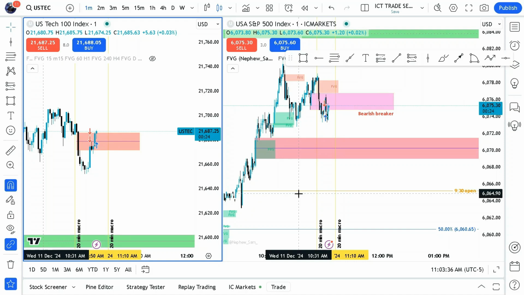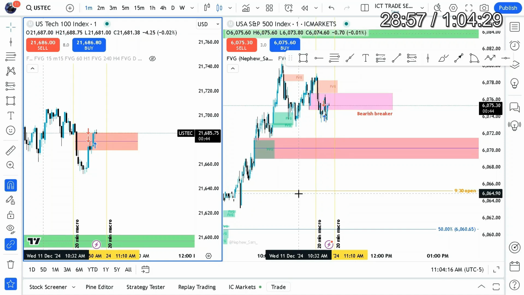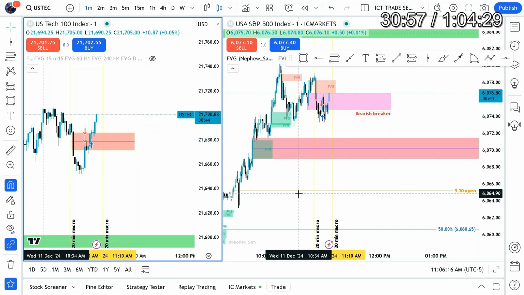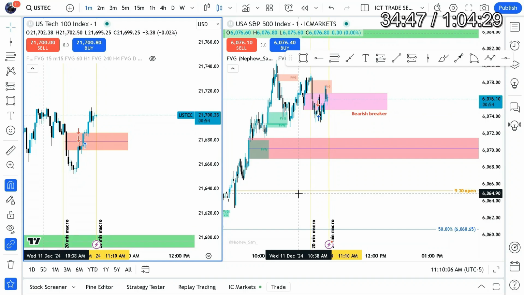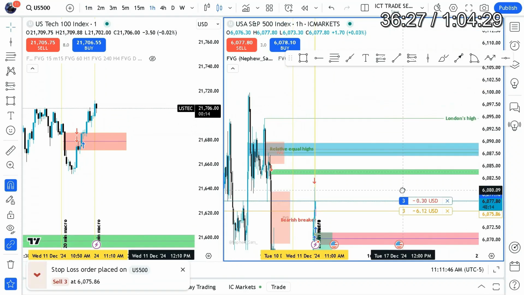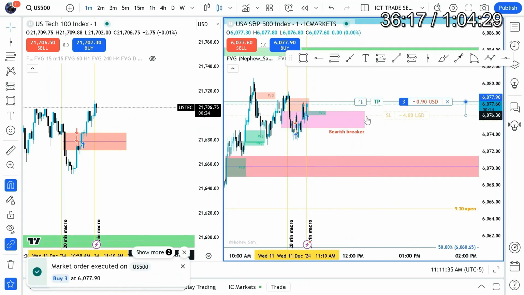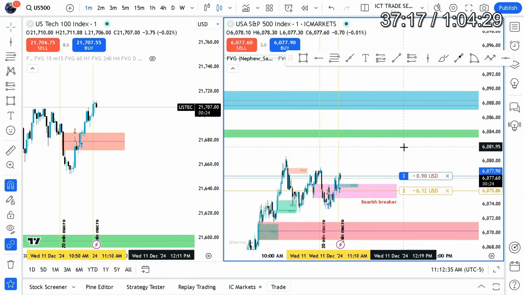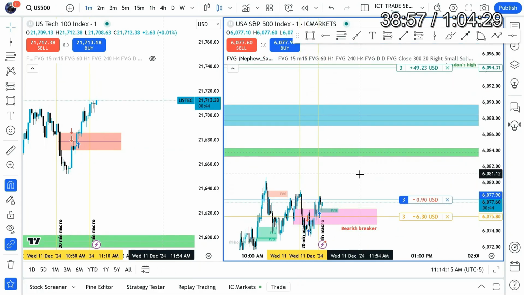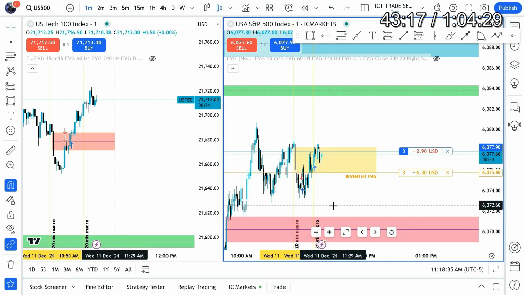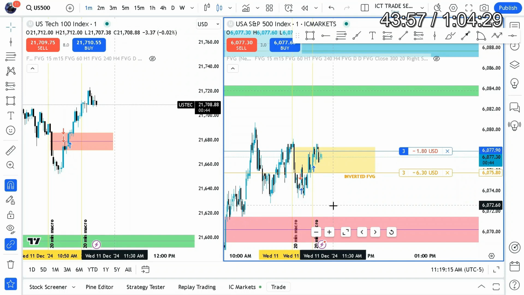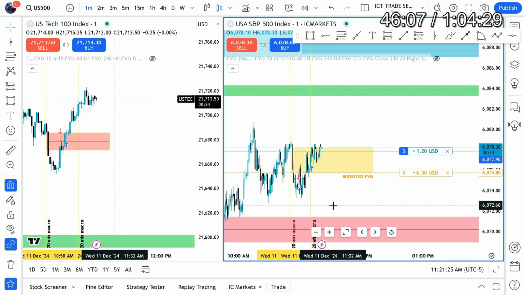But since the FEG failed, and since I didn't have enough in my account after that loss to take the trade on the US tech, I waited on the US500 for the opportunity to play out. All right, there we go. And this from here is just me waiting on the trade to actually play out. So I had it marked out as the inverted FEG.